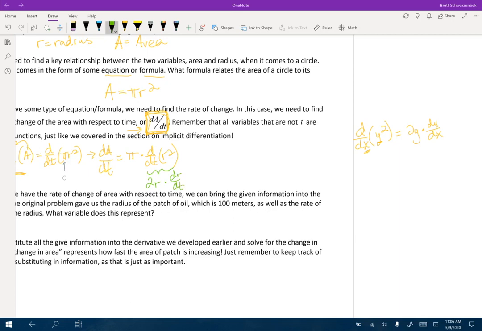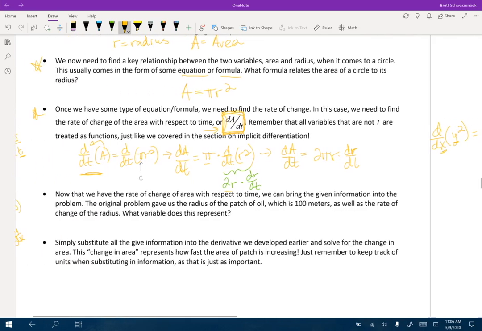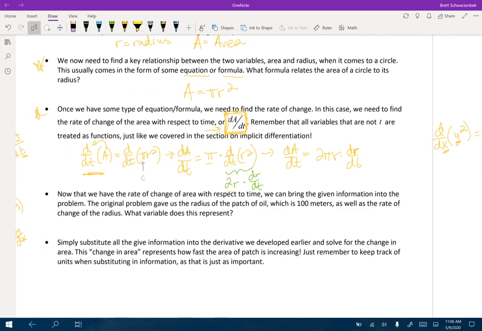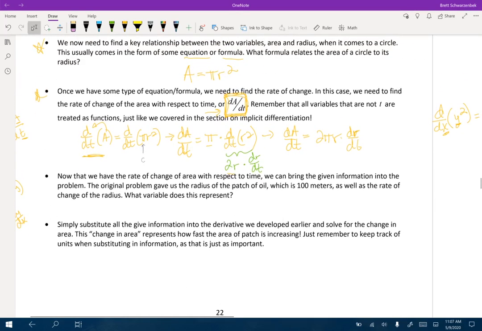I know this is tricky for sure in the beginning, but all you have to do is change your implicit differentiation work into different variables, and you're doing the same thing. So what's the formula? You get dA dt is equal to pi times 2r, so 2 pi r times dr dt. Okay, so this right here is our implicit differentiation formula that we're going to need to do the rest of the problem. Now that we have the rate of change of area with respect to time, we can bring the given information into the problem.